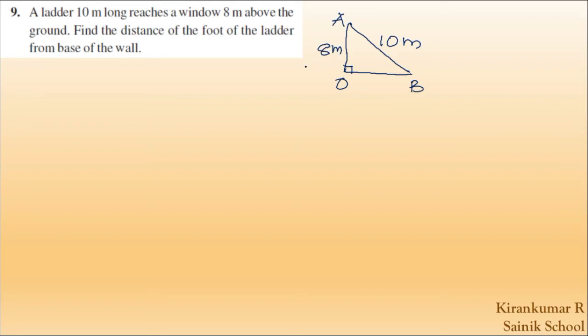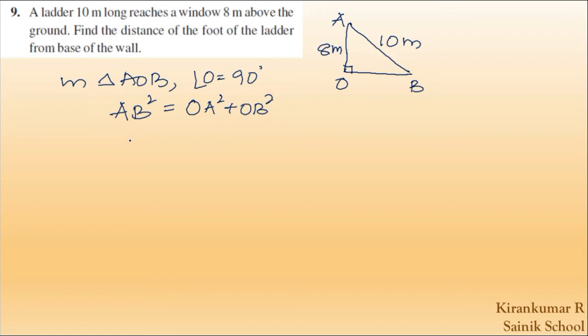OA represents the wall. Here the shadow is OB. In triangle AOB, angle O is 90 degree. We can use Pythagoras theorem. Square on the hypotenuse is AB square equal to OA square plus OB square. AB square is 10 square, which is equal to 8 square plus BO square.